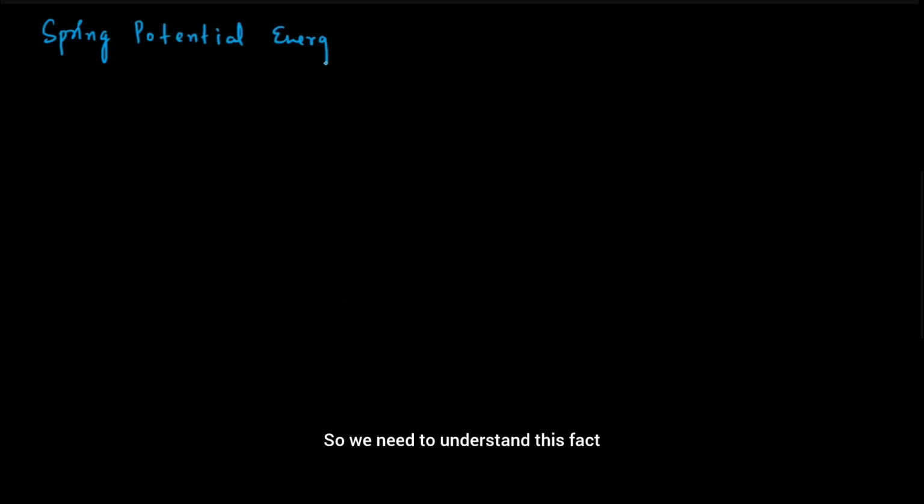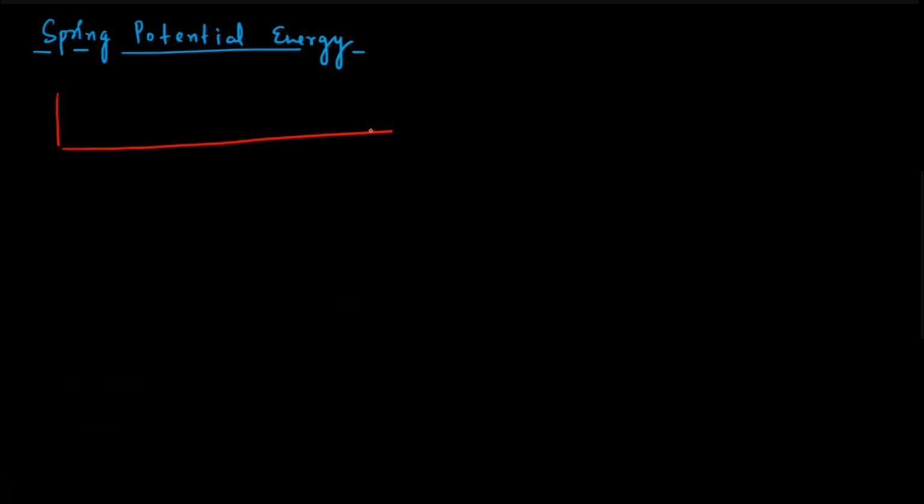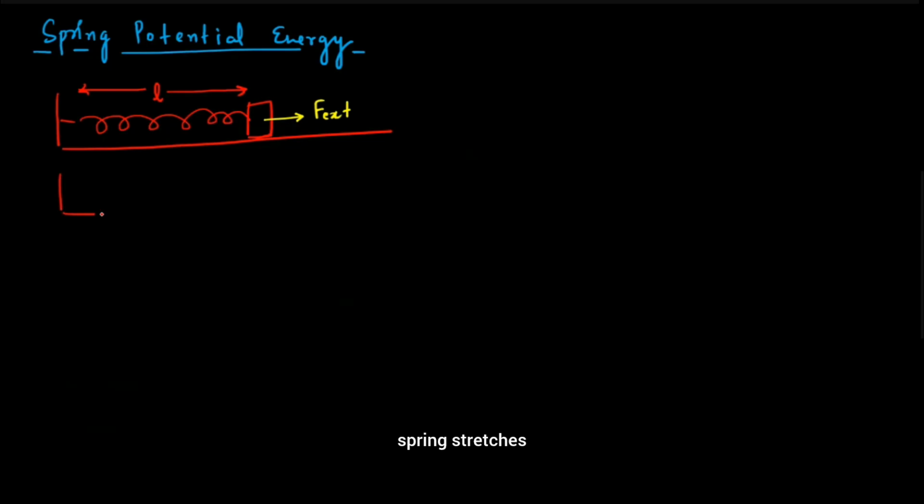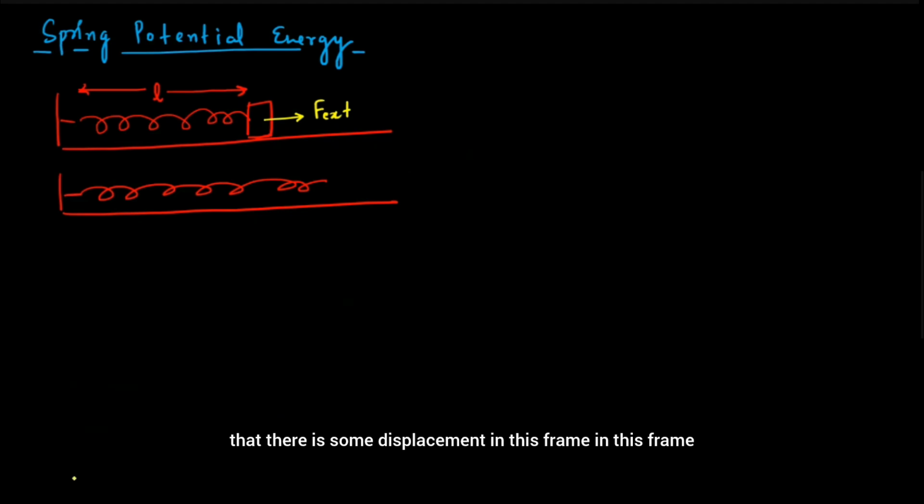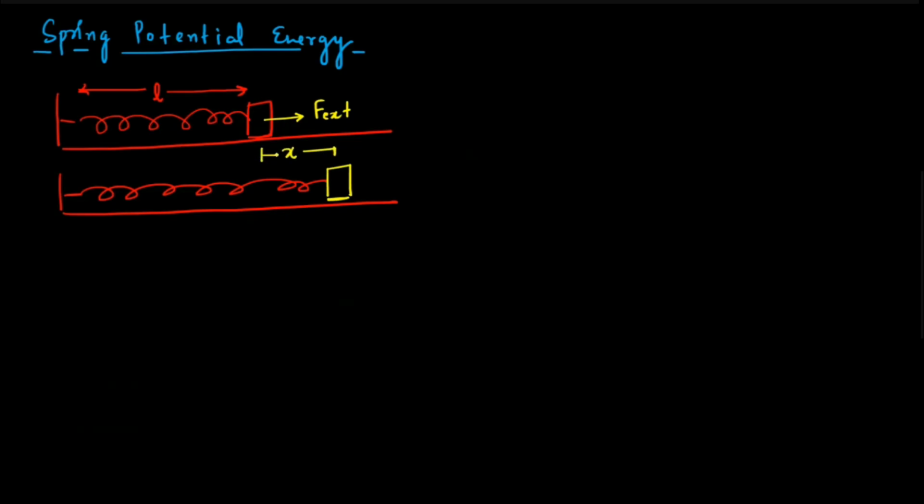We need to understand this fact that a spring always opposes the external force acting on it. For example, suppose there was a spring in its natural length, L I assume. So this is the natural length of the spring. Now suddenly someone applied some external force on the spring. As a result, the spring stretches. It stretches in some way that there is some displacement in the spring, and that displacement can be represented by this x.